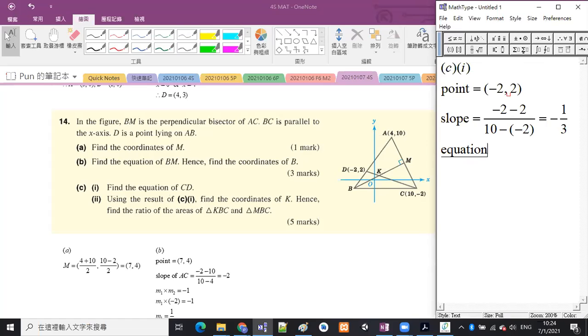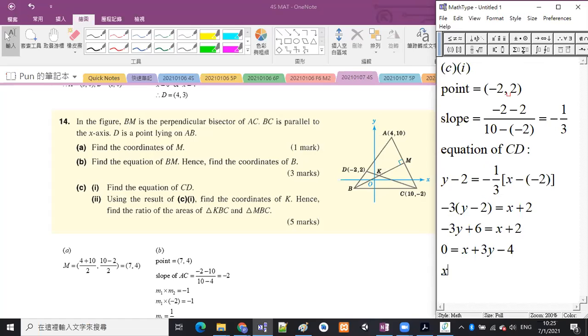So the equation of CD should be y minus y1 equals -1/3 times x minus x1. Okay. So multiply by -3, and then we have x plus 2 on the right. So -3y plus 6 is equal to x plus 2. Okay. So 0 is equal to x plus 3y minus 4, or x plus 3y minus 4 is equal to 0. Can you get this? I'm seeing, yes, correct. So this is CD.